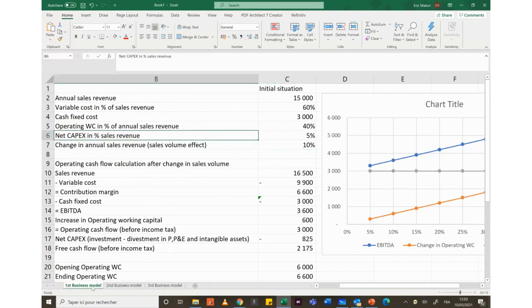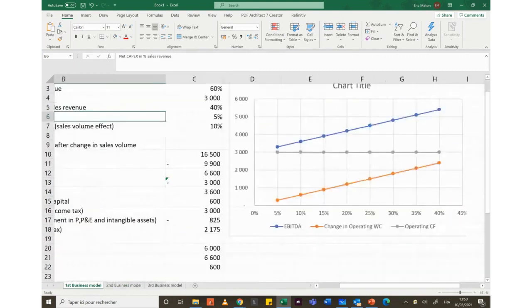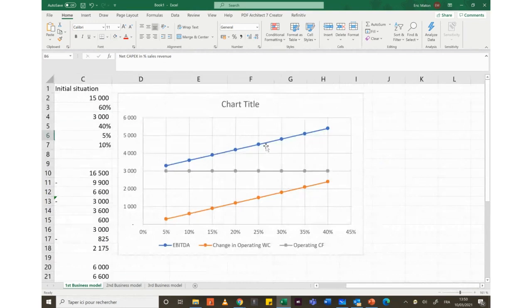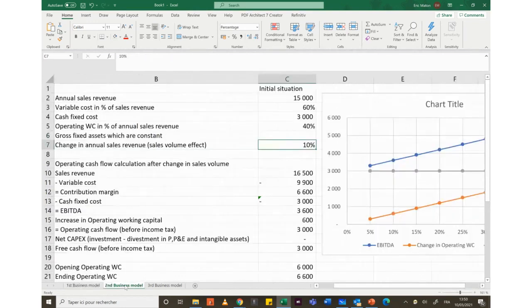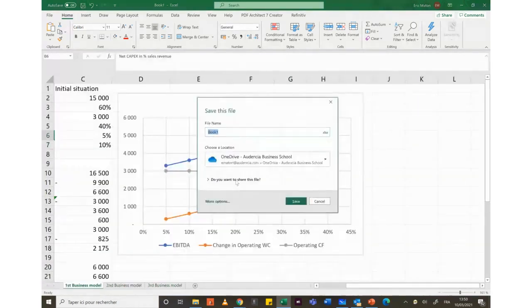Maybe after the course in the evening, I will create the chart again, but with the free cash flow in the three business models, and I will put some explanation about the three business models. So I keep this one, and I give you this Excel file later.